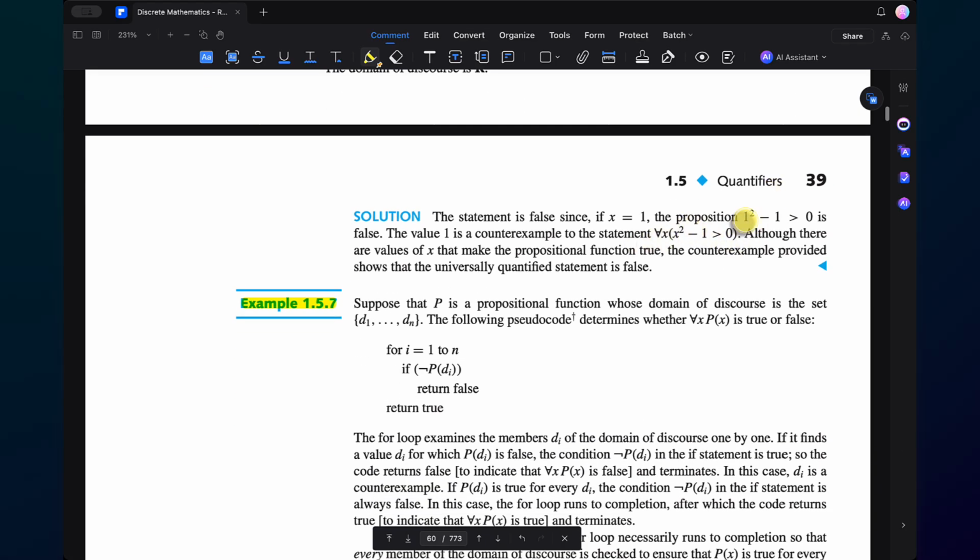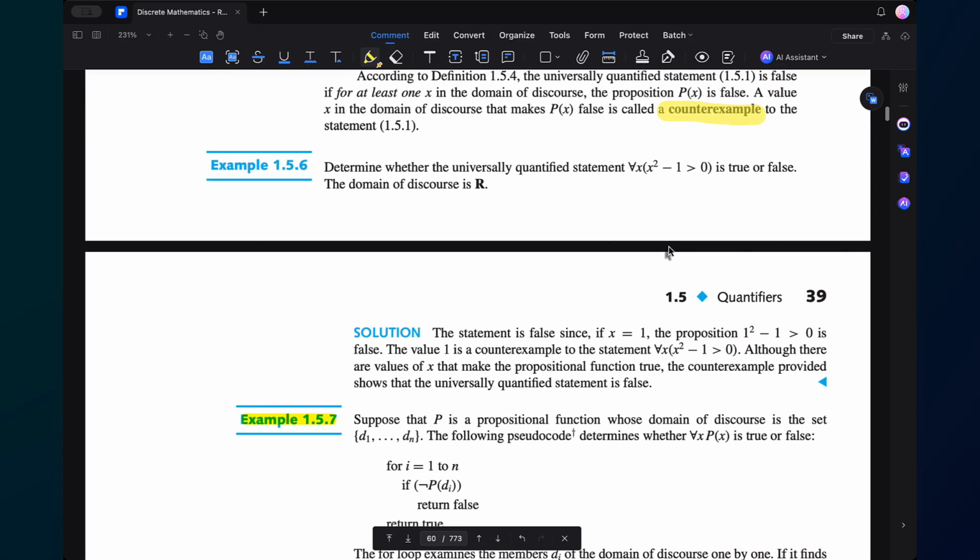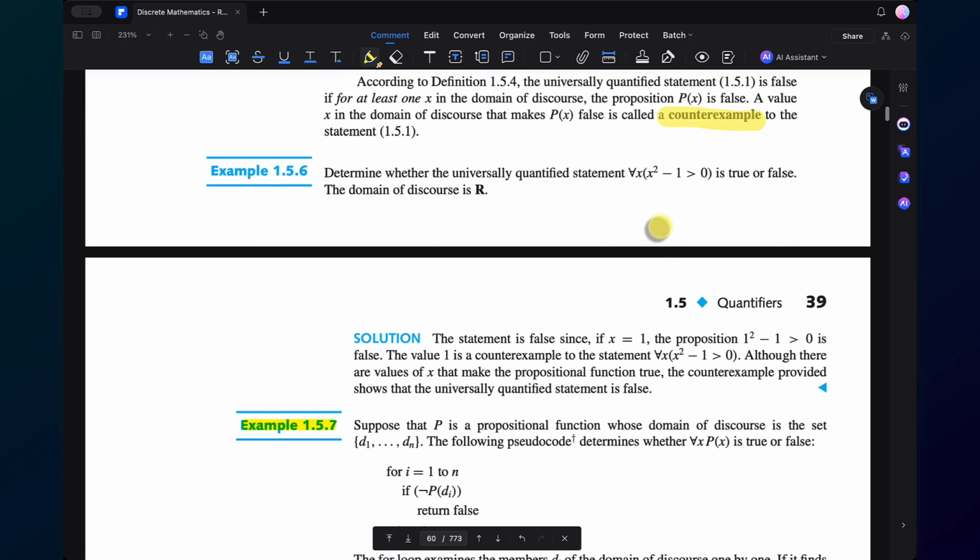I don't know what they come up with here. Oh, they're just taking 1 there. 1 squared minus 1 is actually equal to 0. But anything less than, I guess, in absolute value, less than or equal to 1 would be a counterexample for this right here.